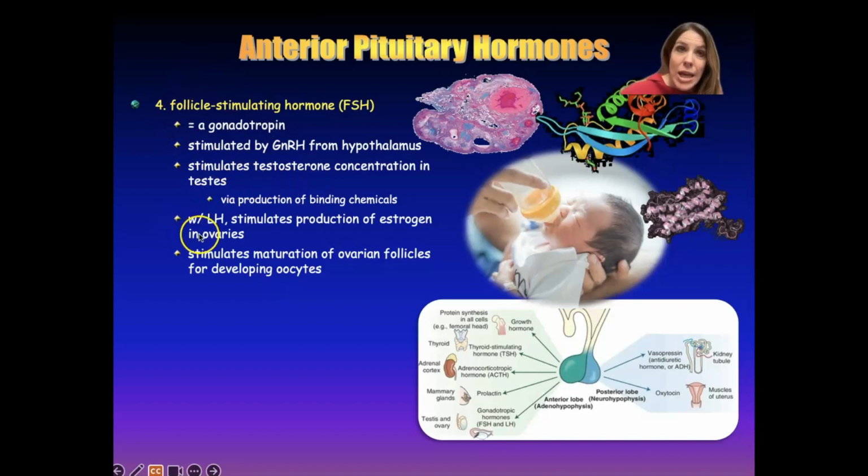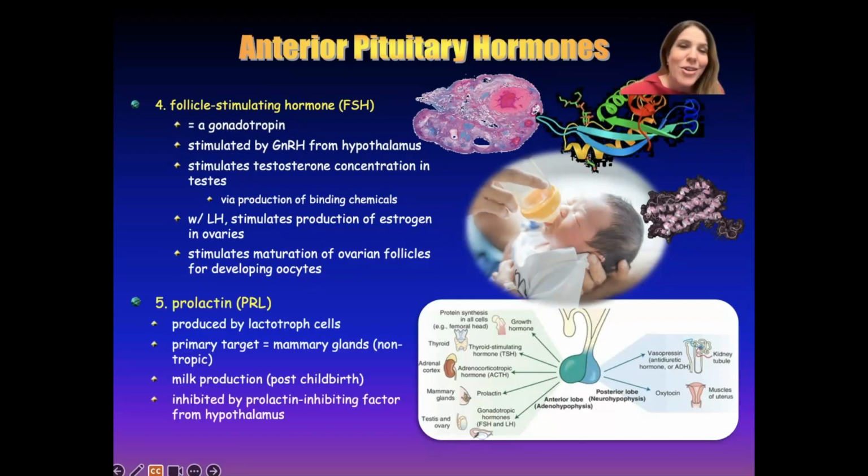Now, along with LH in the ovaries, follicle stimulating hormone is going to help with the production of estrogen. But in addition, follicle stimulating hormone is going to do what the name kind of implies, and that is maturing the actual follicles of the ovaries, which are going to help with the development of the oocytes of the egg. So FSH, LH, great team together.